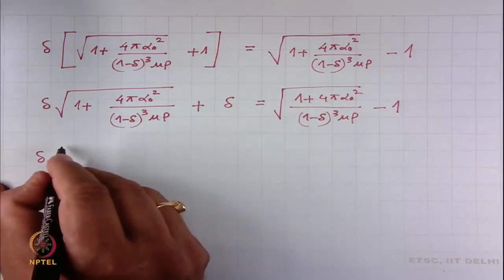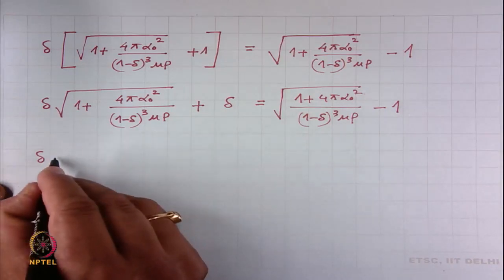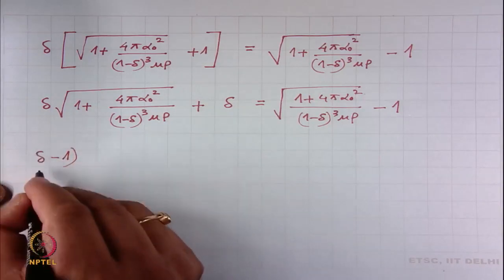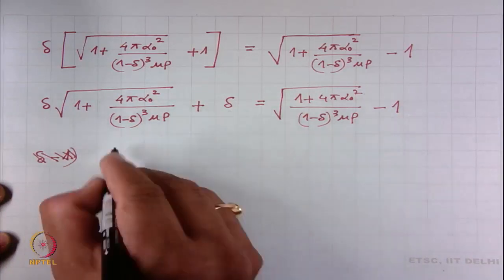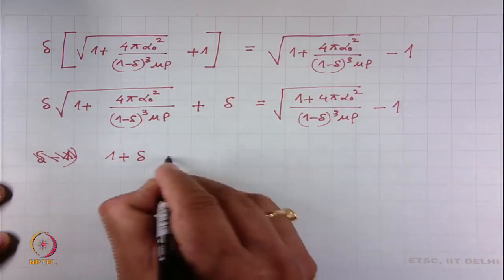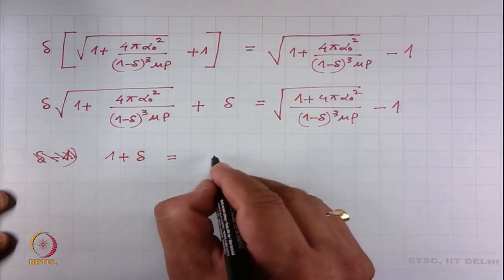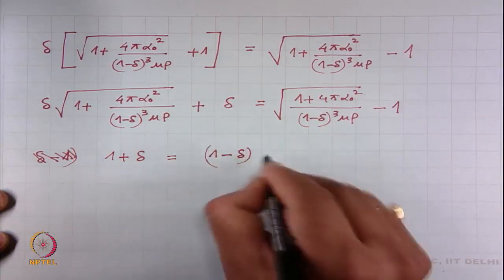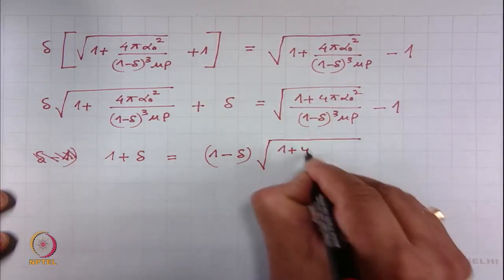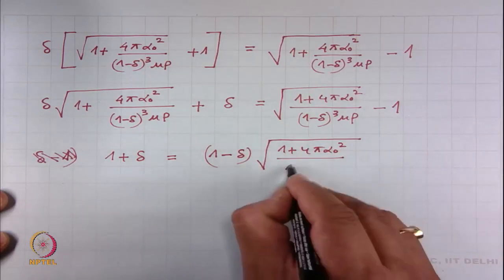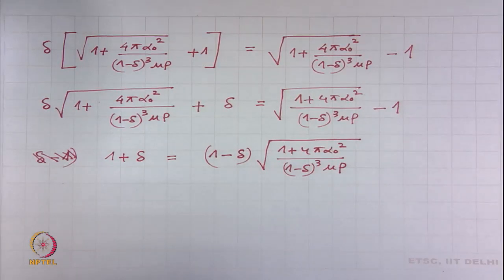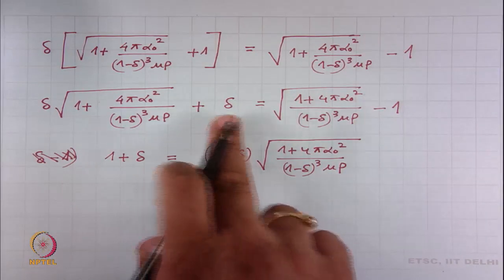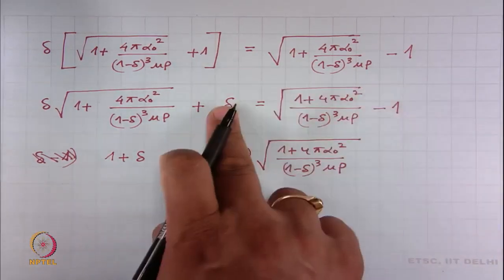This minus 1, it is not good to write in this way. So 1 plus delta is equal to 1 minus delta this, right. So, what did we do? We basically put this 1 on this side and we take this to this side.